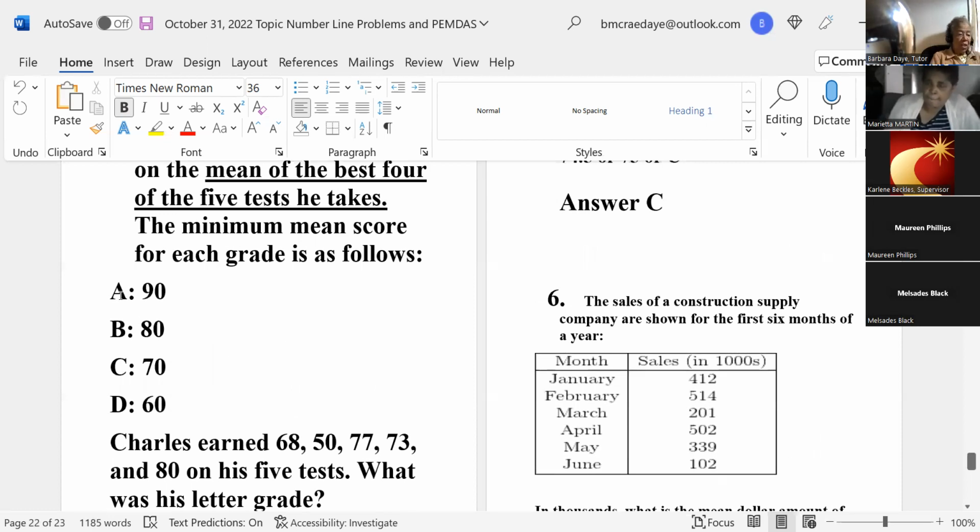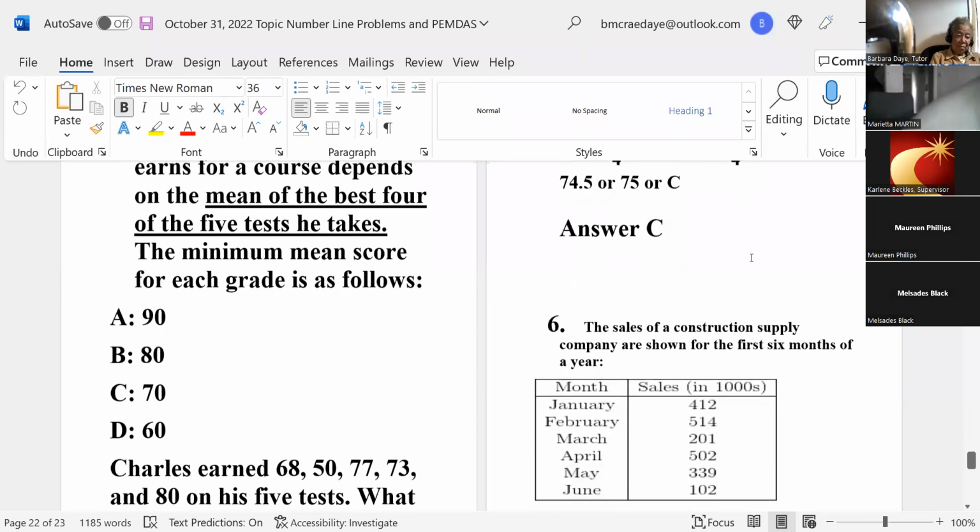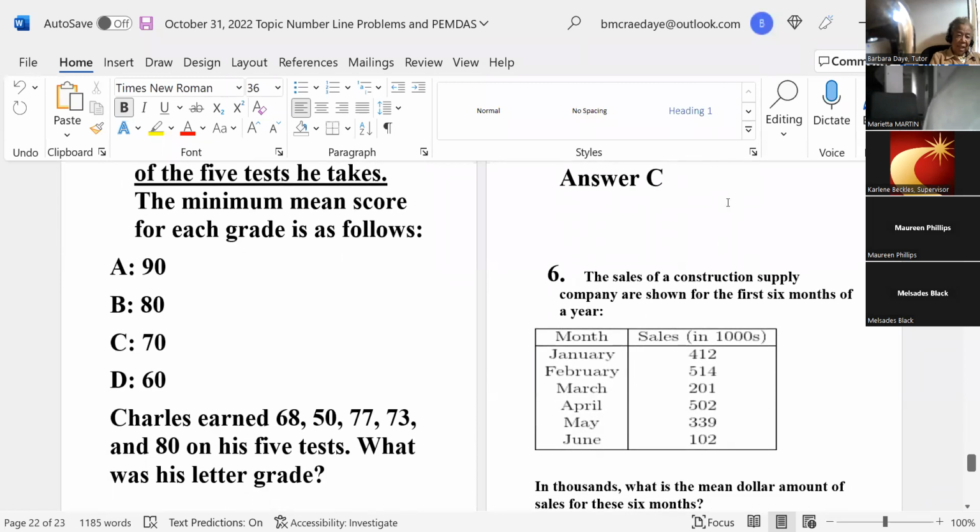Because this means that A is 90, that's the minimum for an A. B, the minimum is 80. C, the minimum is 70. D, the minimum is 60. But since he didn't make 80, but he made more than 60, his letter grade is a C. So what was his letter grade? C. That's his letter grade.